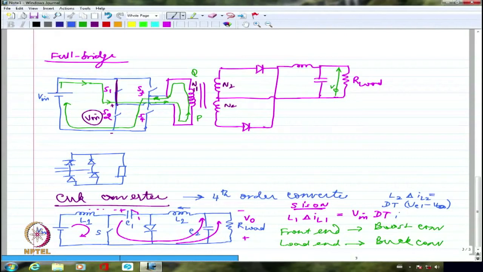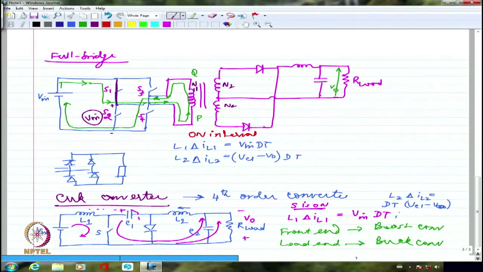So let me write the equations here in a little bigger way. L1 delta IL1 equal to V in times dt, and L2 delta IL2 equal to Vc1 minus V0 times dt. So this is during on interval, right? Now we have to look at what happens during off interval.